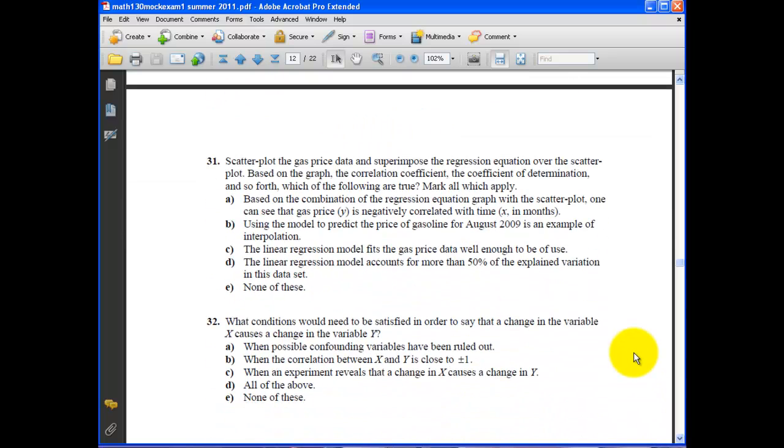Now, question 31. It says, scatter plot the gas price data and superimpose the regression equation over the scatter plot. Based on the graph, the correlation coefficient, the coefficient of determination, and so forth, which of the following are true? Mark all which apply. That instruction means that there could be more than one correct answer. It doesn't guarantee, but there could be. So let's take these one by one and see.